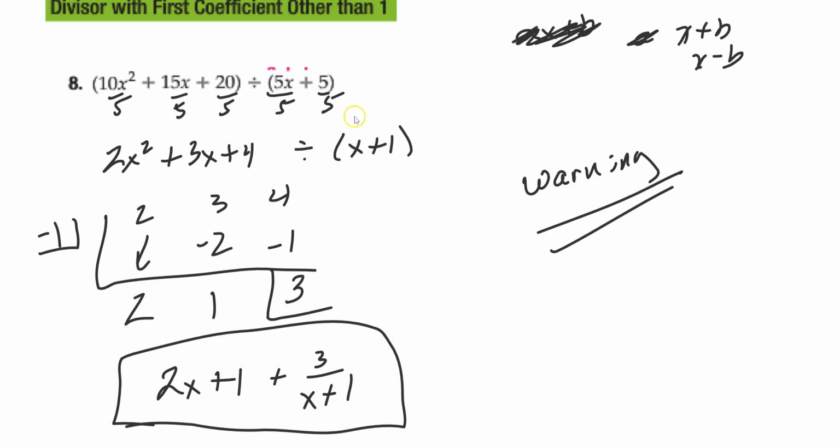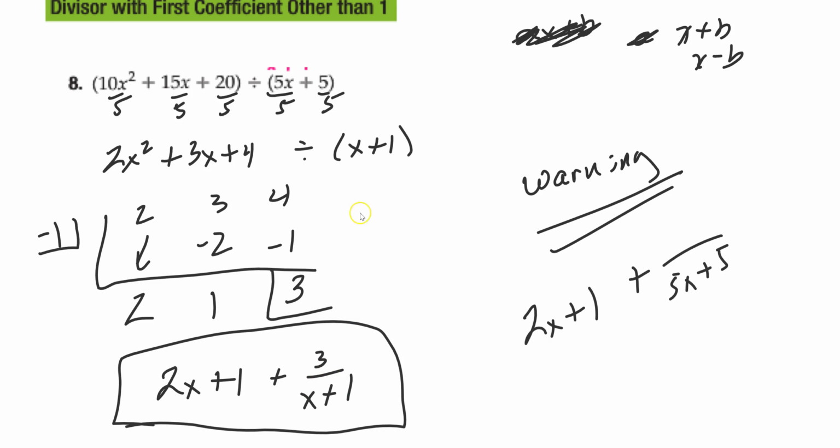Because in the back of the book, a lot of times they want you to go back to the original, where we divided by 5x plus 5. Now this is equivalent to the exact same thing. This is a perfectly fine answer, you get full credit. But if you want to go back to the original, a lot of times they'll have this in the back. They're divided by 5x plus 5.